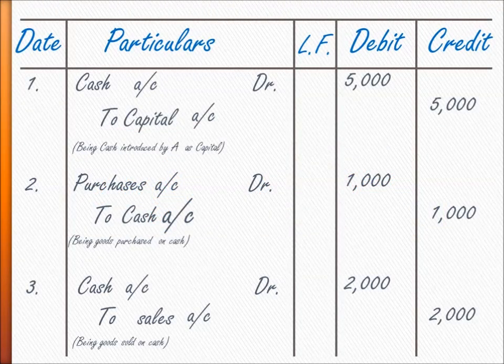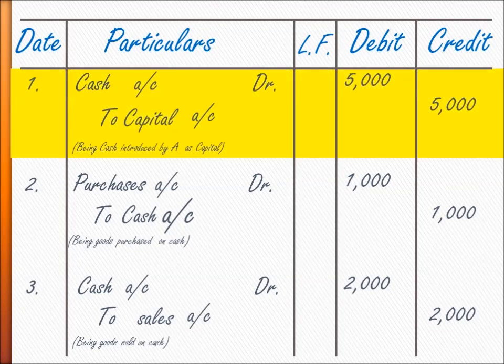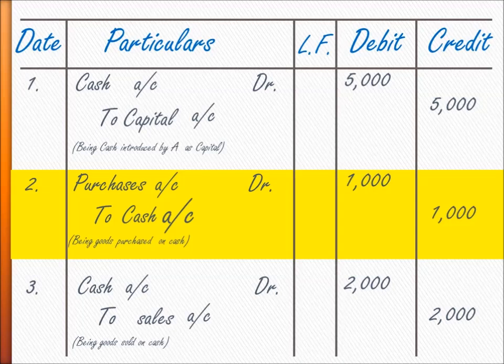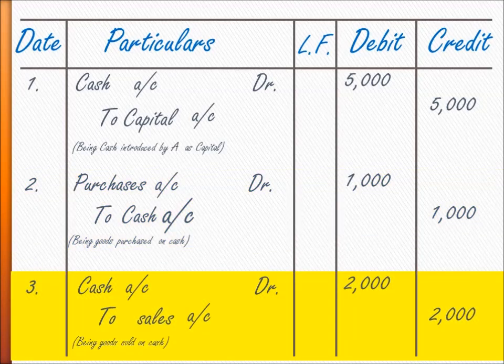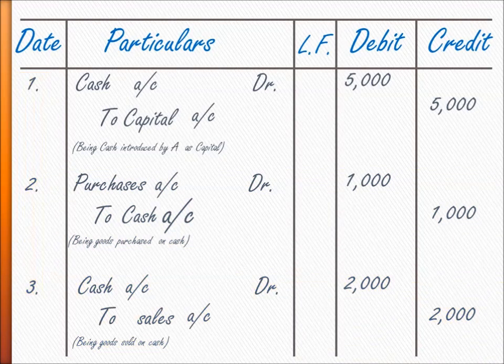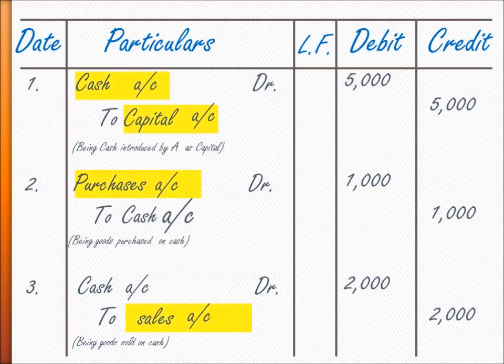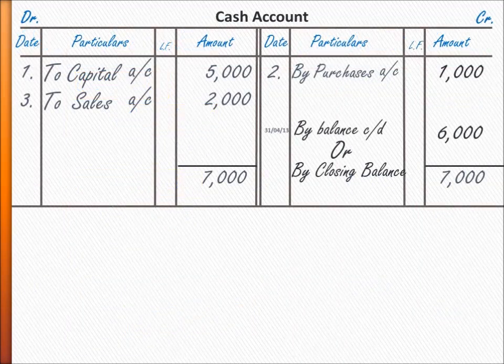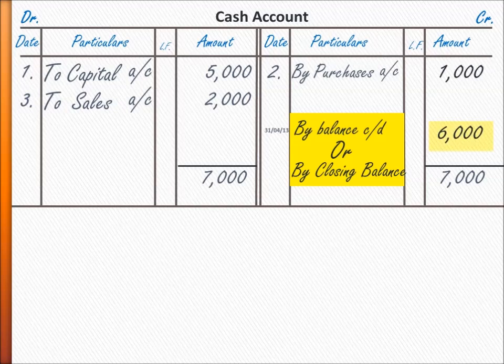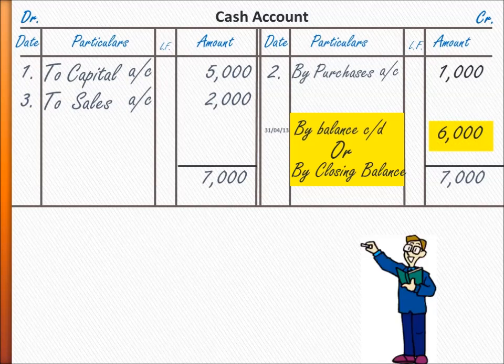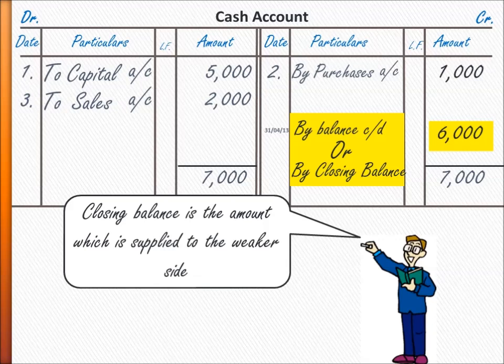So in this episode, we'll continue the same question. Journal entries were: cash account debit to capital account 5,000, purchase account debit to cash account 1,000, cash account debit to sales account 2,000. Three journal entries were there and four accounts were opened: cash account, capital account, purchase account and sales account. In the cash account on credit side, the closing balance, by balance CD, was rupees 6,000. Closing balance is the amount that's supplied to the weaker side.